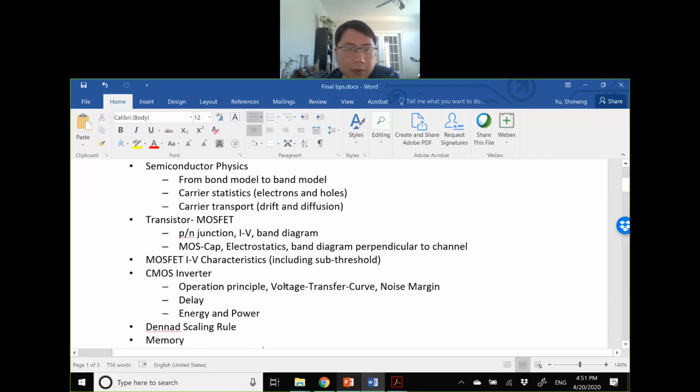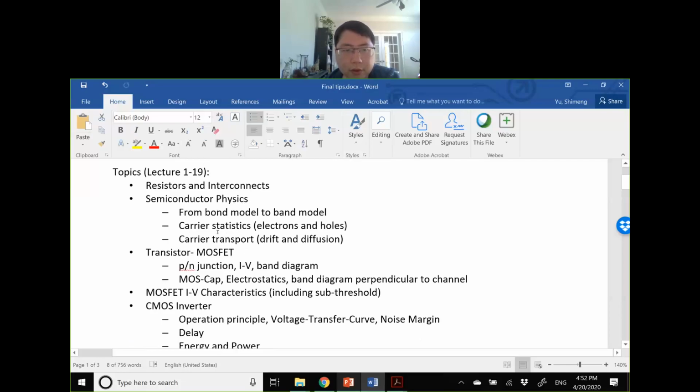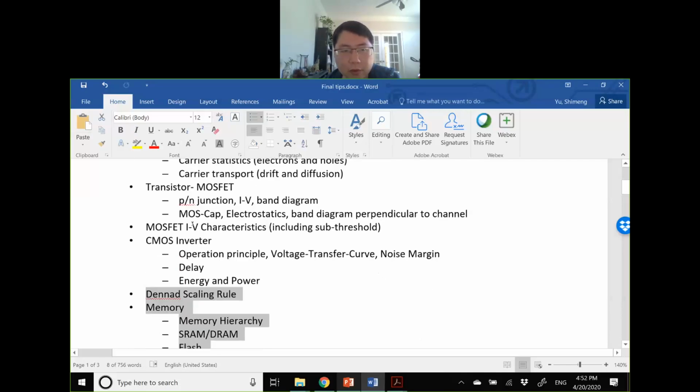So roughly, the materials in the first midterm will be like 25% of the final material. And the materials between the first midterm and second midterm will be another 25%. And the materials after the second midterm will be about 50% of the final exam material. So that means the focus will be the standard scaling rule and the memory technologies. But of course, we have questions here in the semiconductor physics or the MOSFET or the CMOS inverter.